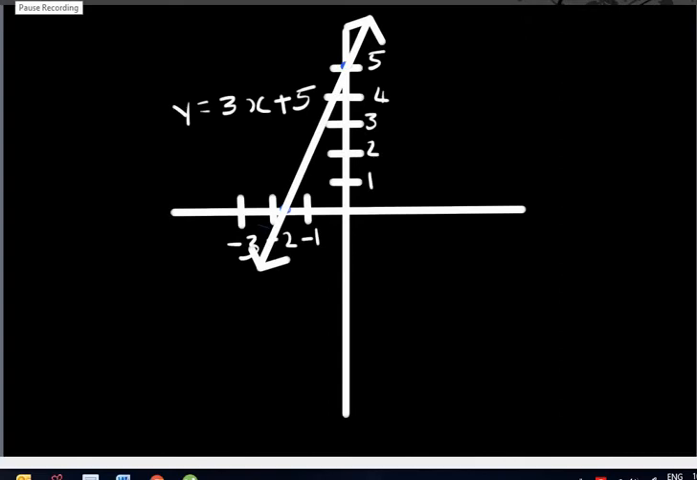And that is the drawing of the graph y is equal to 3x plus 5. I hope you've got the same answer. If you do, we are definitely on the right track. Now let's have a look at the next graph, which is one we are going to need a table for.